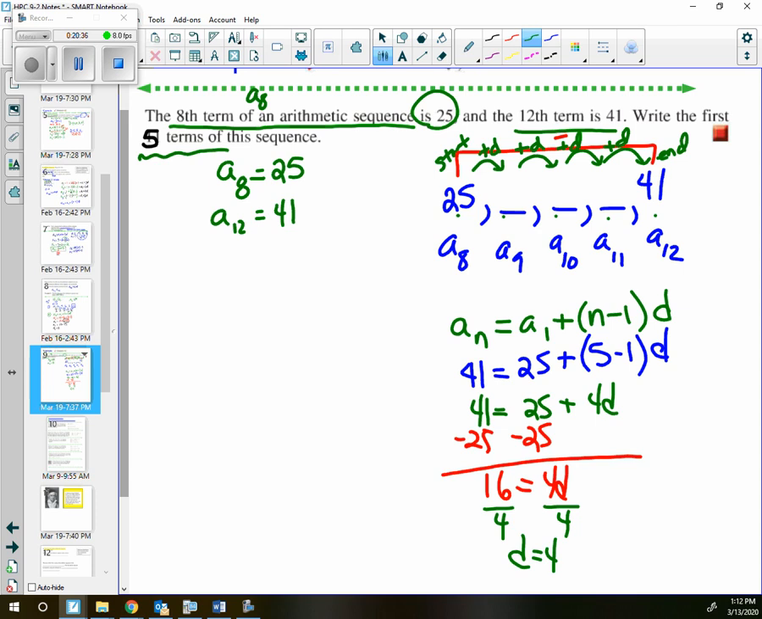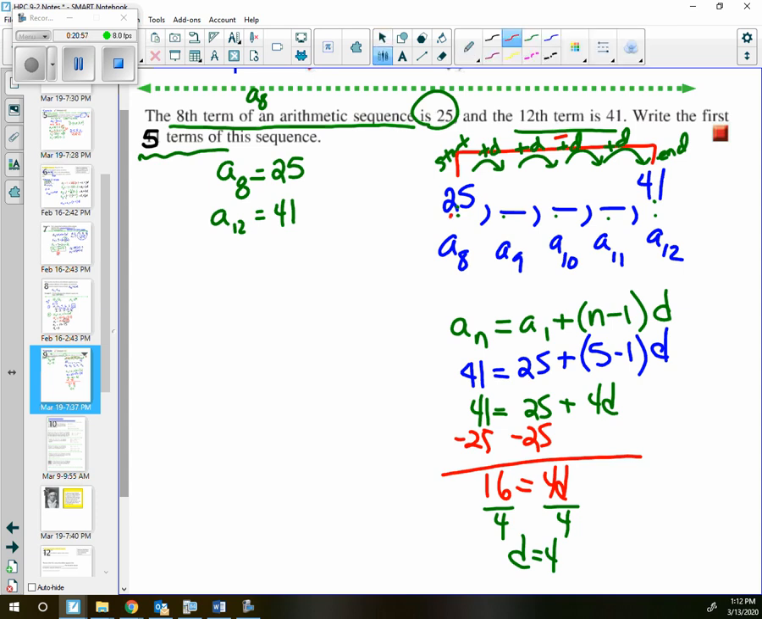So I bet what a lot of you were thinking is I'm going to do 41 minus 25. Yep. So that would be your 16, and then divide it by how many times you would add. So if there's 5 terms in the sequence, you would divide by 4 because you're only going to be adding that difference 4 times. Now that we know the difference, we can do anything. Okay, they want the first 5 terms in the sequence.